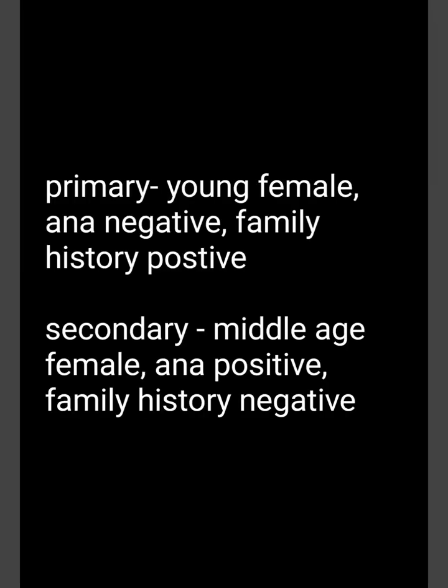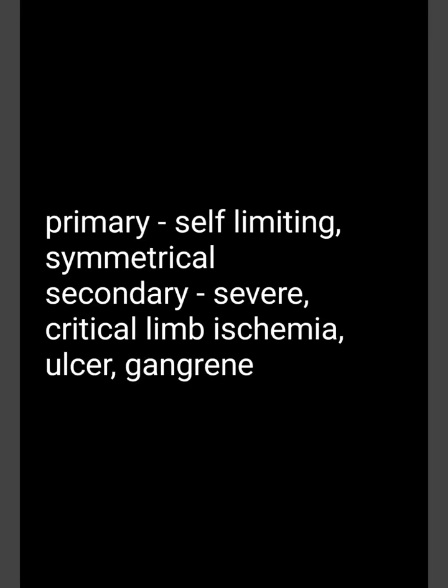Age, ANA, and familial history association for primary and secondary Raynaud's phenomenon. Primary: young female, ANA negative, family history positive. Secondary: middle-aged female, ANA positive, family history negative. Symptoms for primary and secondary Raynaud's phenomenon. Primary, self-limiting, symmetrical. Secondary, severe, critical limb ischemia, ulcer, gangrene.